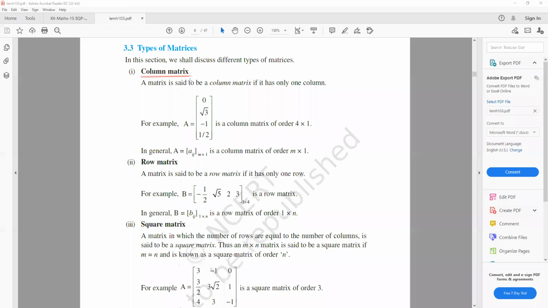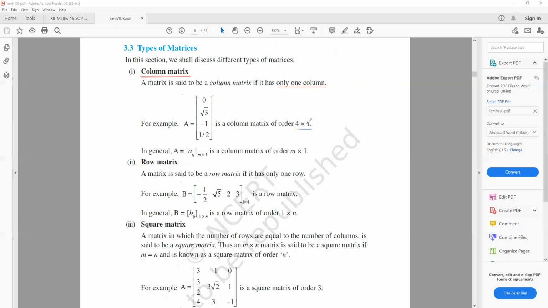Column matrix, from the name itself it is clear that a matrix is said to be a column matrix if it has only one column. That type of matrix is known as a column matrix. So here you can see there is a matrix with 4 rows and only one column. So we can say this is a column matrix. So the order will be 4 rows, so 4 by 1.